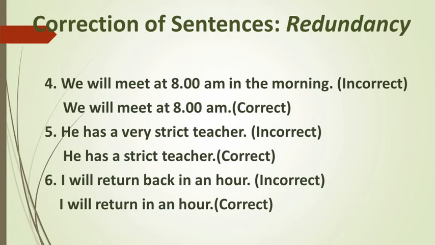The next example, he has a very strict teacher. The second one is, he has a strict teacher. So he has a strict teacher is the correct one, because the word very doesn't add or highlight anything in the sentence. So it is the needless usage of the word very. So he has a strict teacher is the correct one.